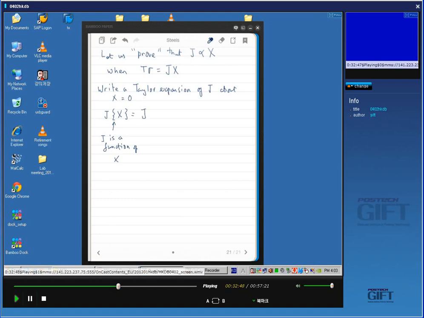Well, the first term here will be J of zero, and the second term will be J dashed of zero, the first derivative, multiplied by X over 1 factorial, okay? And the third term will be J double dashed of zero, sorry, and X squared over 2 factorial. Correct, yeah. Right? So it's just a Taylor expansion, and I can continue this for any number of terms. Can you help simplify this? Is there any term that I can delete there?